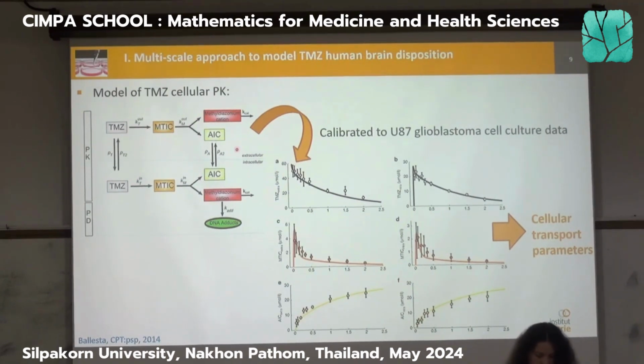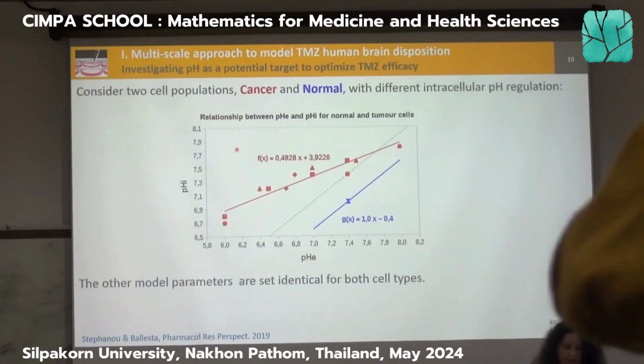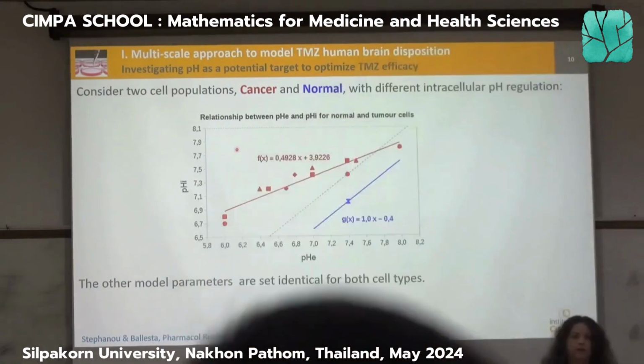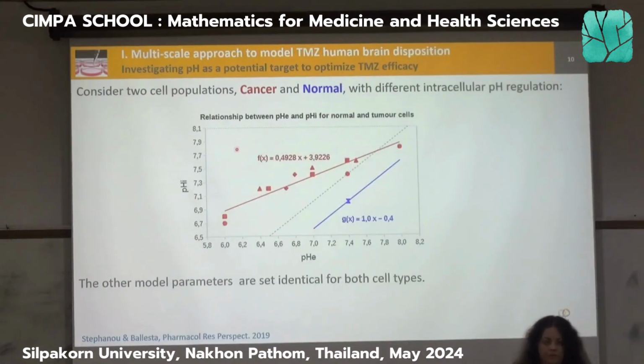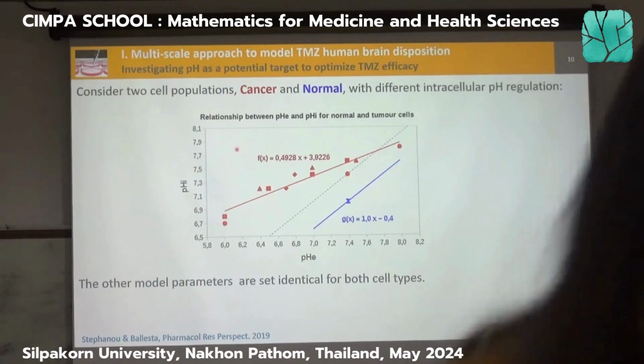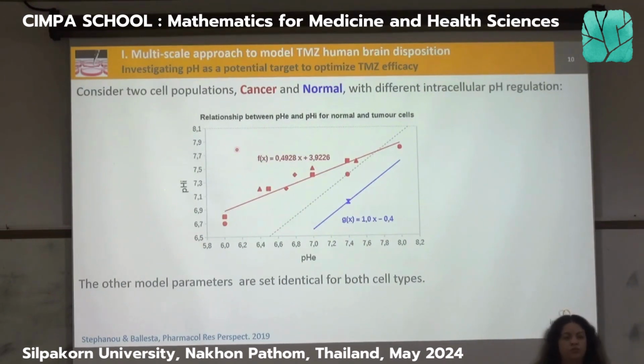Okay, and the last thing I would like to say for today is that we have used the mathematical model again to try to do some optimization. It's a bit like the apoptosis approach. We have designed two subpopulations, okay? One is normal, one is cancer. How do we define those populations? We define the populations by the way they regulate their intracellular pH.